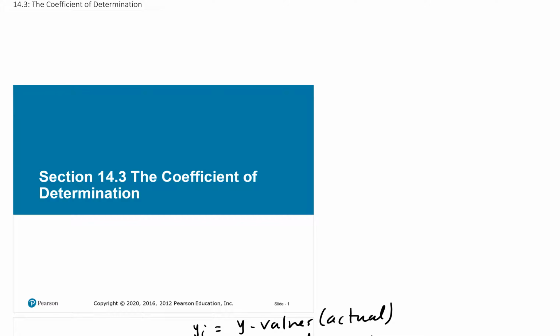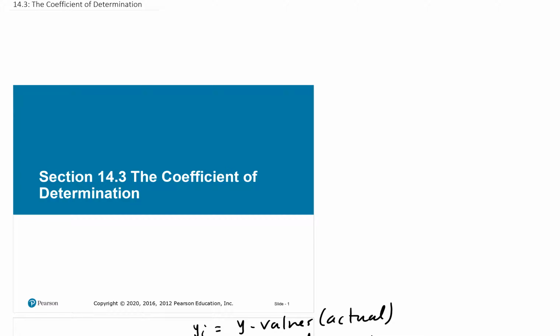Section 14.3, the coefficient of determination. So what is the coefficient of determination? What is this for? We're going to learn in this section how to determine the coefficient of determination. The idea behind this is to tell us if the regression equation that we found in the previous section is going to be useful or not for making predictions. That's what this section is about.